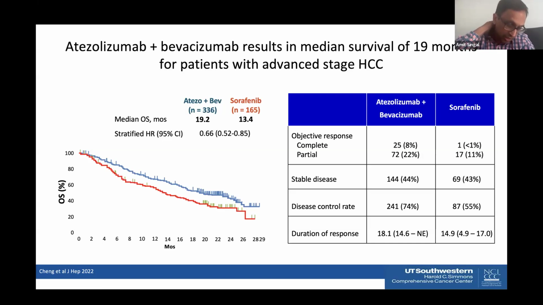In the IMbrave 150 trial, atezo-bev was compared to sorafenib and was shown to be significantly better than sorafenib by its primary endpoint of overall survival, co-primary of progression-free survival, as well as significantly higher objective responses, 30% responses with atezo-bev compared to about 11% with sorafenib. And you see those responses, as with many immune checkpoint inhibitors, being durable in nature.